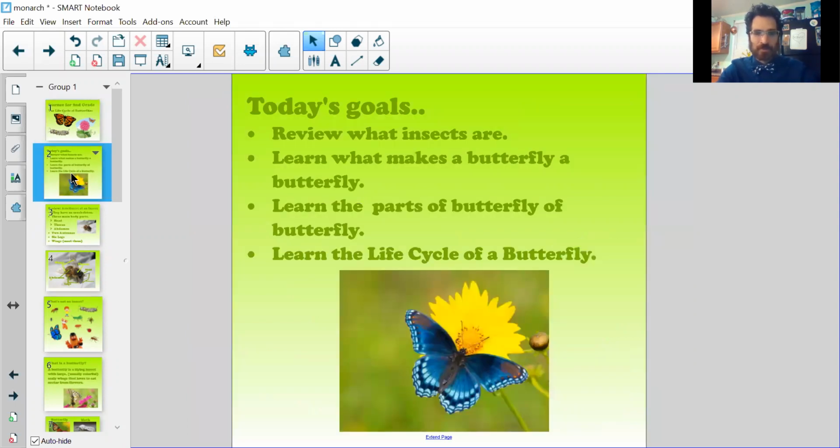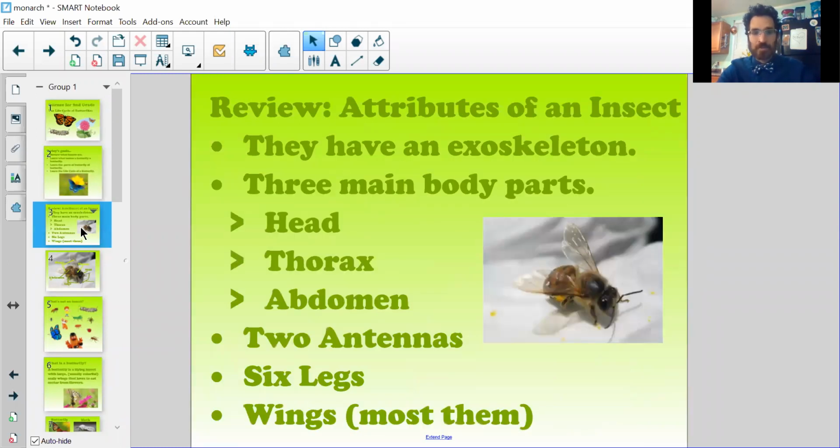So today's goals, we're going to review what insects are. We're going to learn what makes a butterfly a butterfly. We're going to learn about the parts of a butterfly, and we're going to learn about the life cycle of a butterfly.